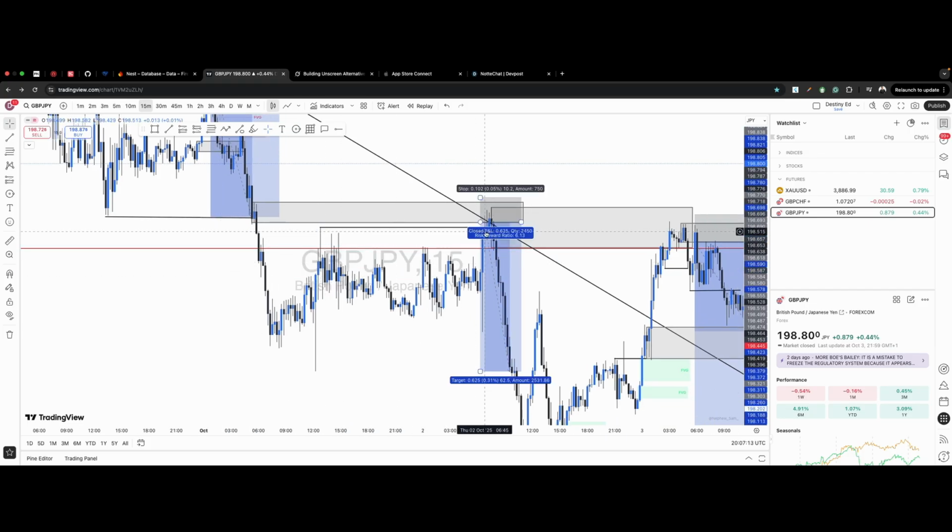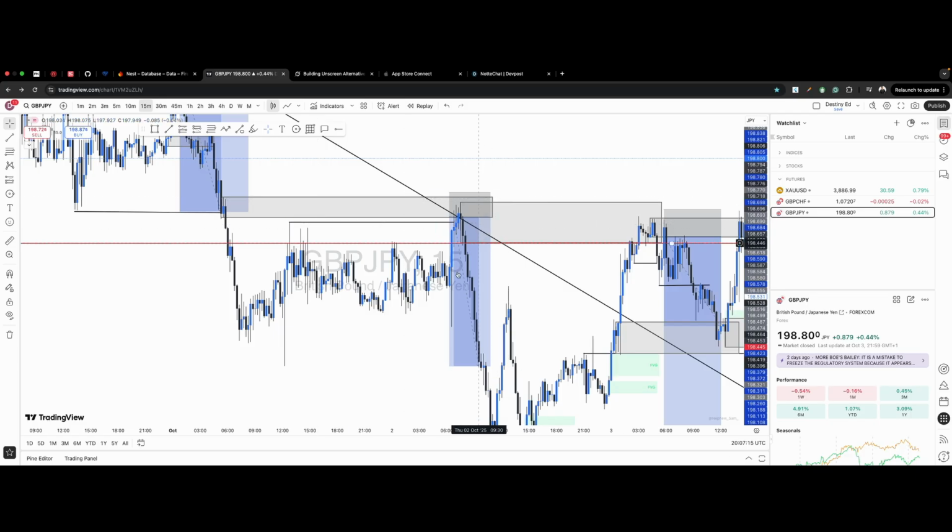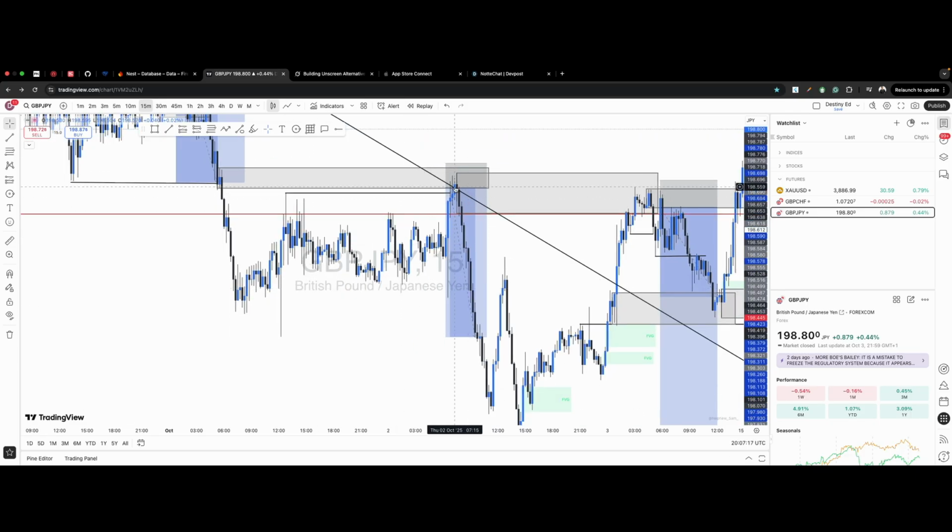Then I saw this inducement here, and when I saw this inducement, I took my entry from here, and you can see how it played out. My target was this low. You can see how it played out perfectly.